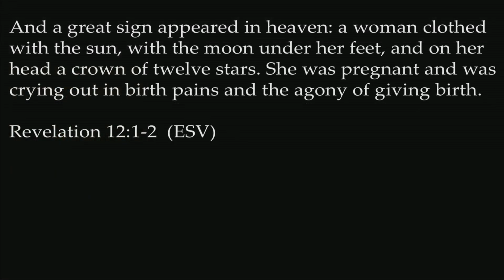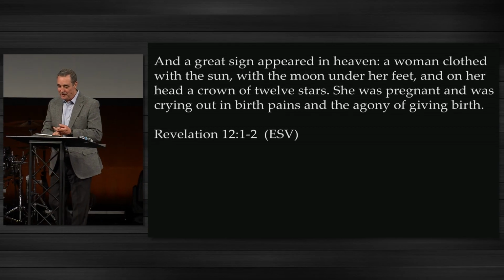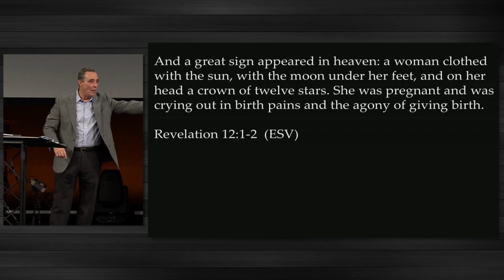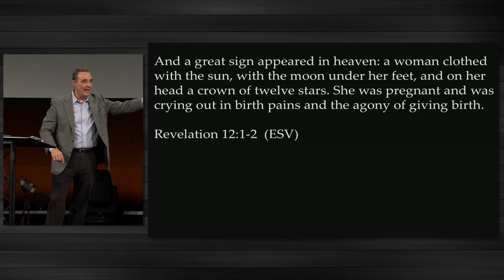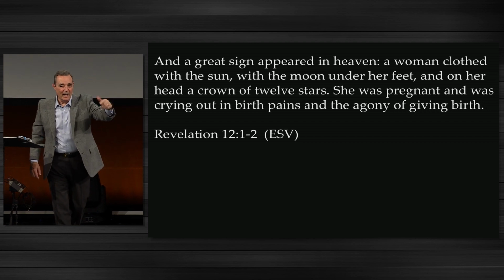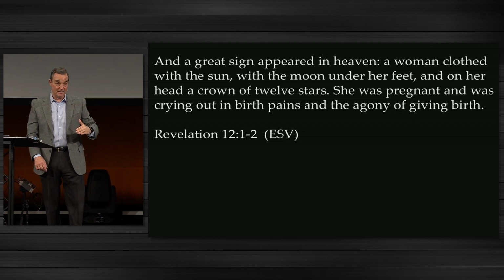This is John seeing a vision. He goes, this is a great sign. A woman clothed with the sun, with the moon under her feet, and on her head a crown of 12 stars. She was pregnant and was crying out in birth pains and the agony of giving birth. So the first thing I want to point out to you is you've got the woman in Genesis 3, and it's talking about her offspring and talking about enmity with Satan.